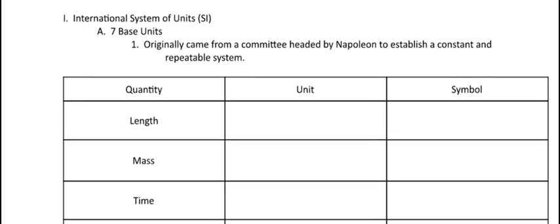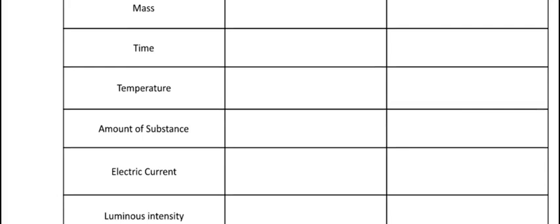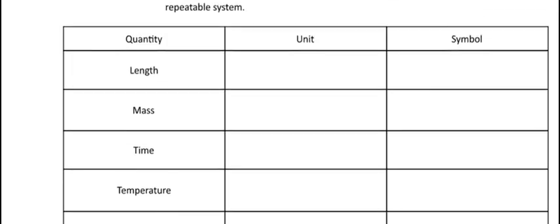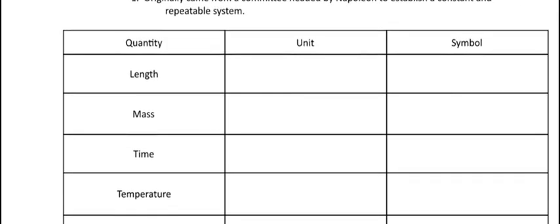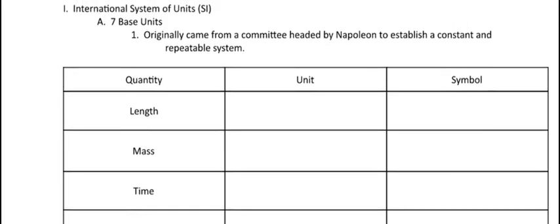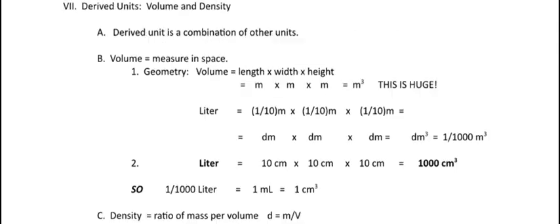We have 7 base units. We have length, mass, time, temperature, amount, electric current, and luminous intensity. What very common unit is not in here? You might recognize where's volume. Volume is not part of the original 7 units of the metric. Why is that? Well, if you're on the next page, you'll know why.